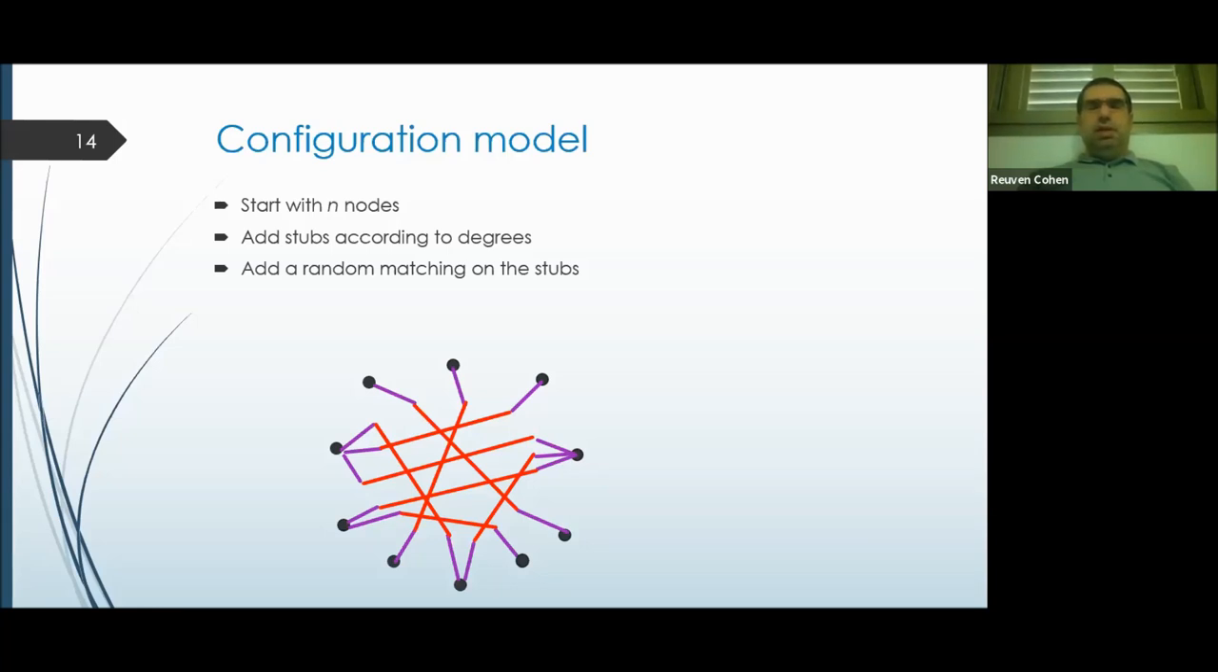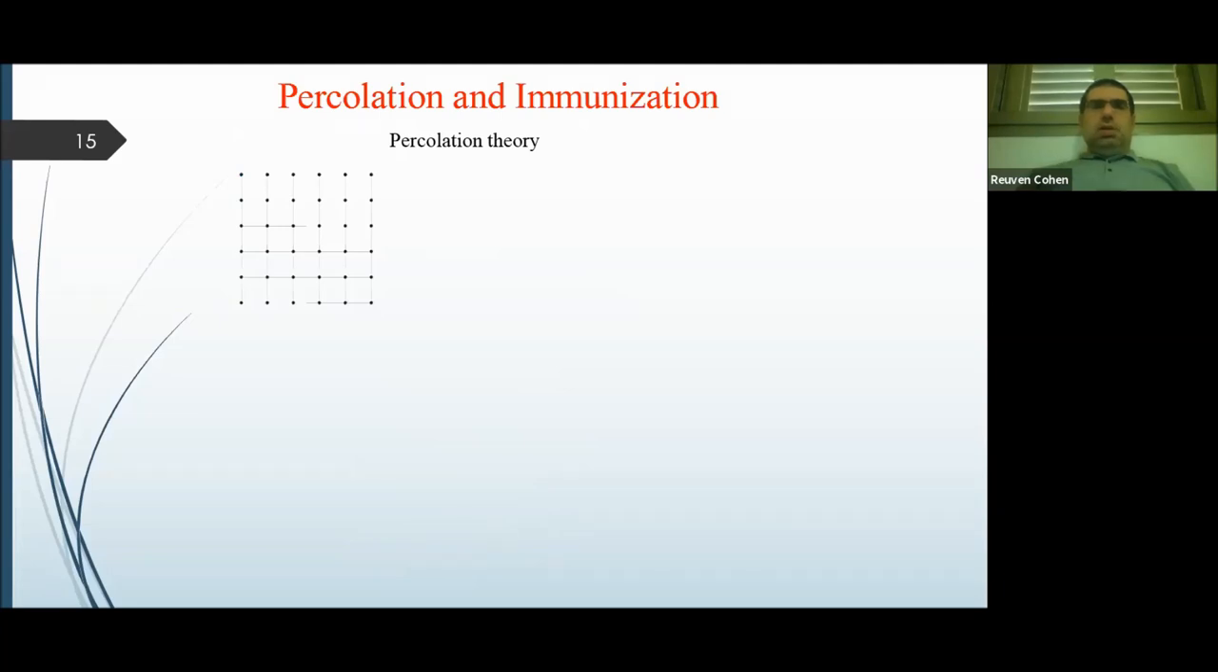It's a random matching. And the mathematical requirement is that if the configuration is illegal, for instance, we connected two nodes more than once between them, then we will just restart everything from the beginning. And eventually, after a fixed number of tries, we will get a legal configuration. So let's start talking about percolation theory, which is the main subject of this talk.